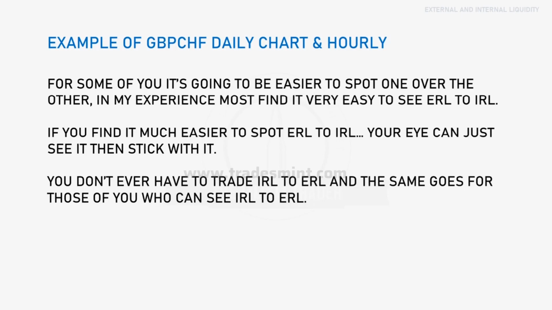So we wait for an old high or an old low to get raided, and then we want to trade into an imbalance as a clear draw on liquidity. If you find it easier to spot external range to internal range, you can just stick with it. You can also go from internal range to external range, which could be an OTE entry into a range on a fair value gap, and then aiming for an old low or an old high. You don't ever have to trade internal range to external range, and the same goes for those of you who can see internal range to external range. What's important is what is most comfortable for you to see.